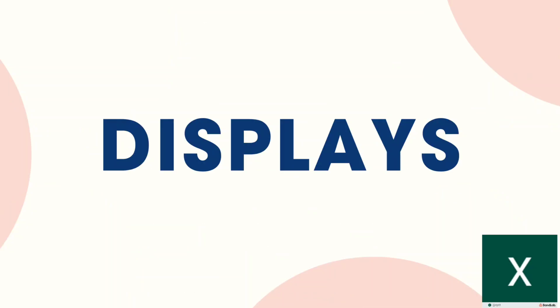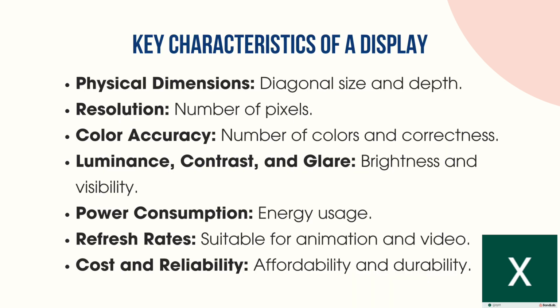Displays. The display is the primary source of visual feedback to users from the computer. It has many important characteristics such as physical dimension, which is diagonal size and depth, resolution, number of pixels, number of available colors and color correctness, luminance, contrast, and glare, which is the brightness and visibility.